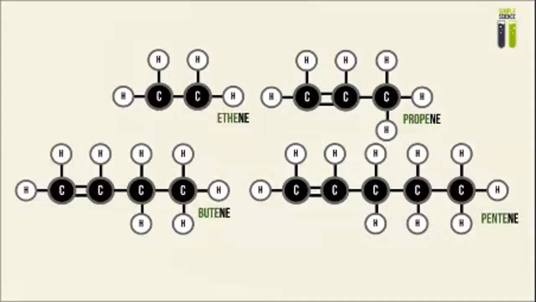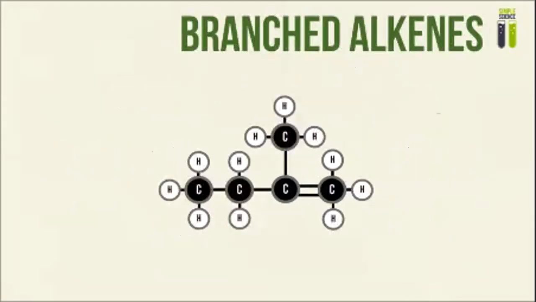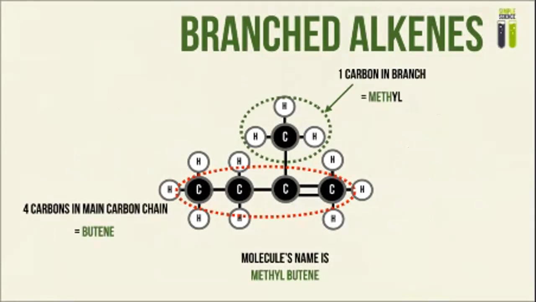Now let's look at the other possible alkenes that we have in the homologous series. And just like alkanes, alkenes can also exist as branched alkenes or branched molecules, whereby you have a main carbon chain, and attached to this main carbon chain is a branched carbon chain, or probably just a simple branch group in this case.